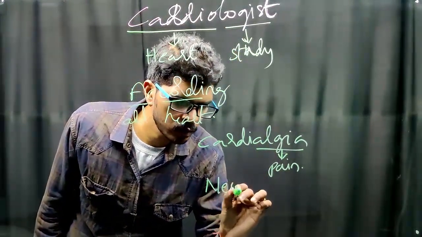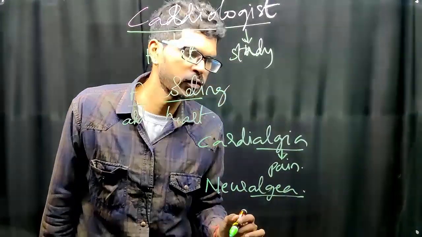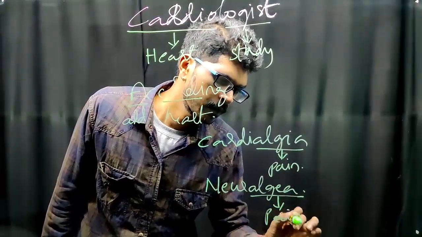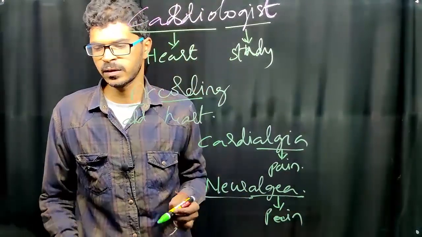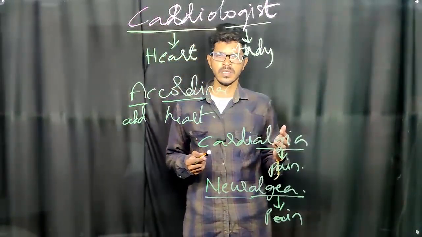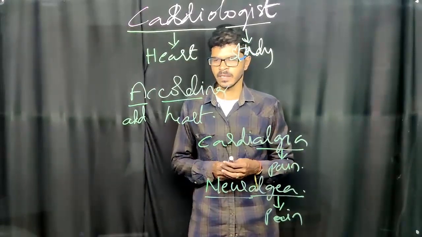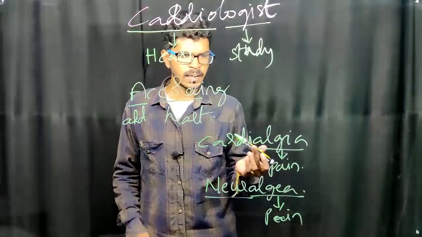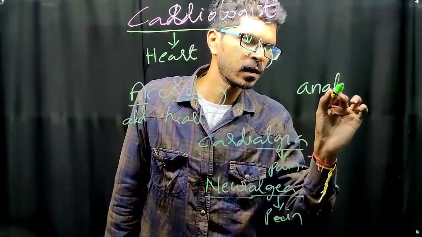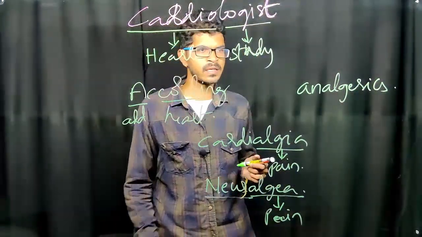Neuralgia. Here also it is pain in the neurons. Algia can be used in a number of words, in many other things also it can be used. But let me tell you, analgesics. What is an analgesic and what are analgesics?